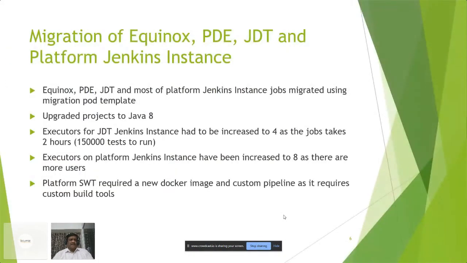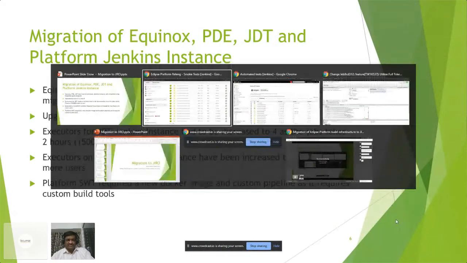Similarly, on the platform Jenkins instance, we had one repository, SWT, which requires custom tools. So we had to create our own Docker image based on CentOS and use a custom pipeline because it uses a somewhat different build strategy. That completed our migration of 4 of the Jenkins instances.